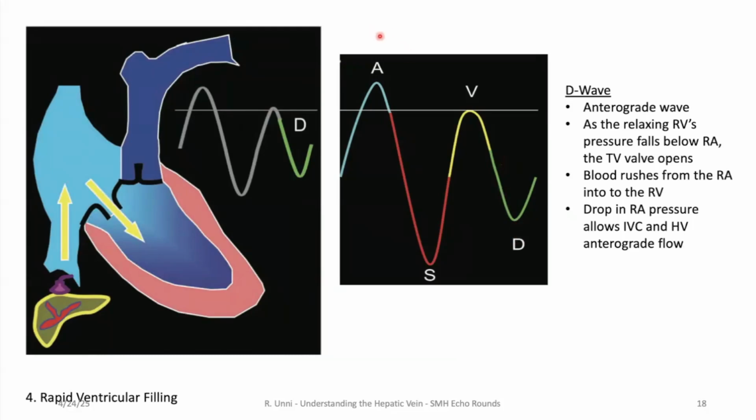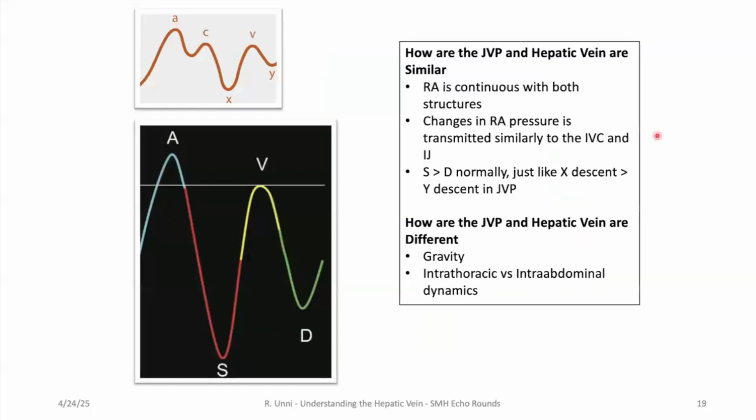So those are the components of your normal spectral Doppler profile of the hepatic vein. Clinicians out there, obviously you can see that there are clear similarities between the jugular venous pressure, the JVP waveform, and the hepatic waveform. Of course, the right atrium is continuous with both structures via the IVC and the SVC.